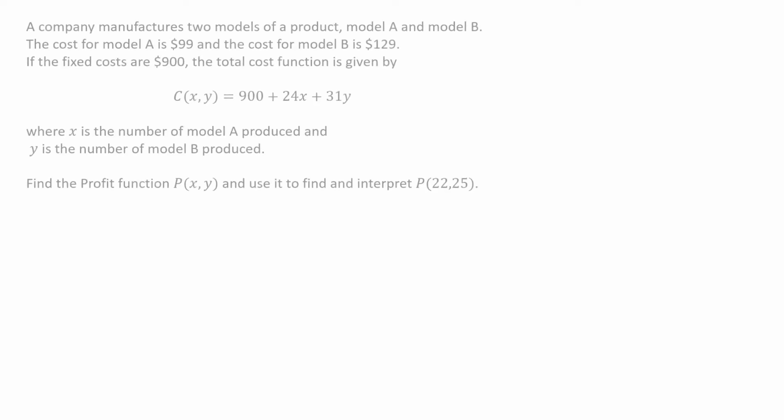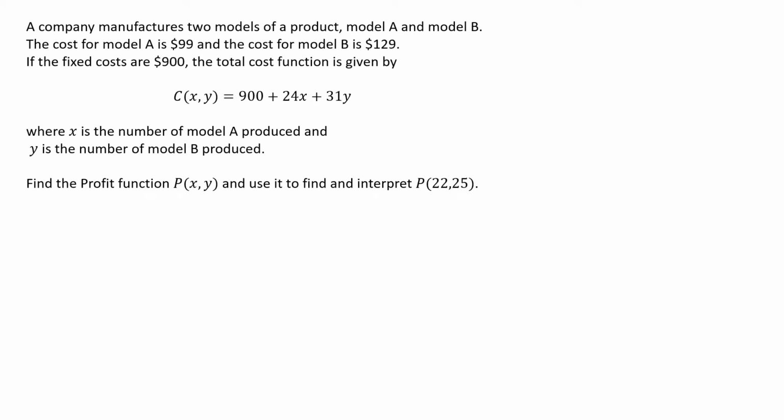Functions of several variables are more interesting when they represent something in real life. I recommend hitting pause and reading this entire problem. Now that you've read the problem, notice we're being asked to find a profit function in terms of x and y. What that means is, if we sell x number of model A units and y number of model B units, how much profit will we have? Then we'll interpret that at a particular point.